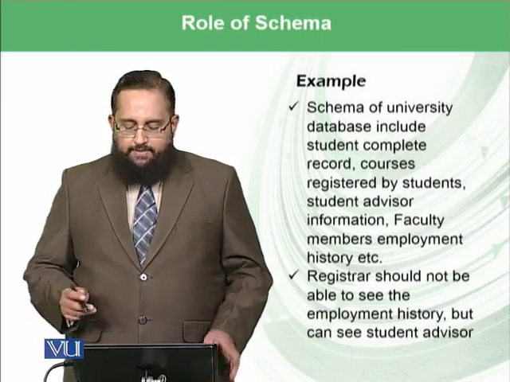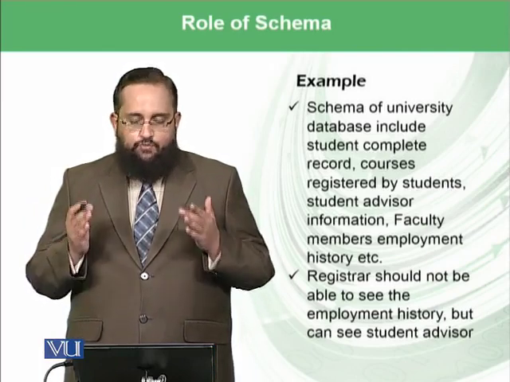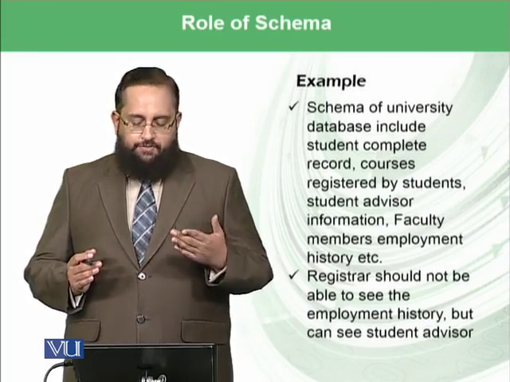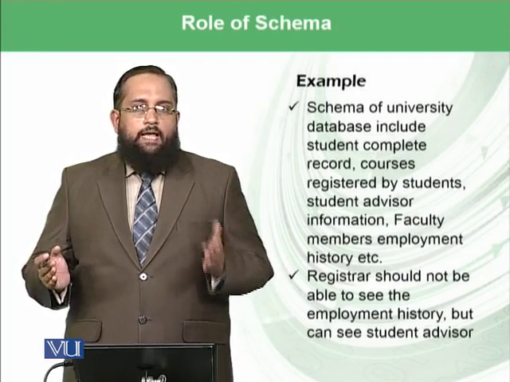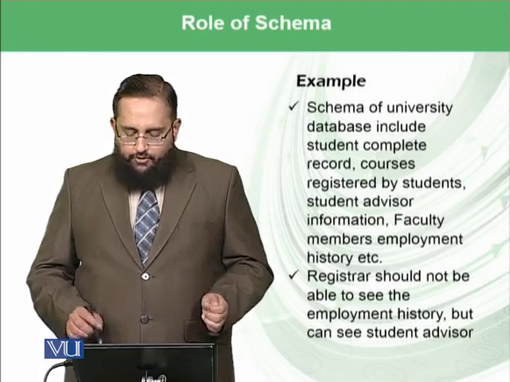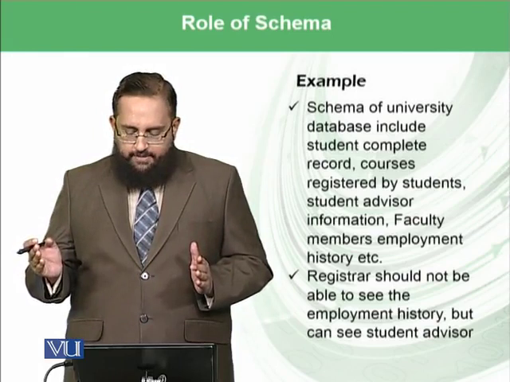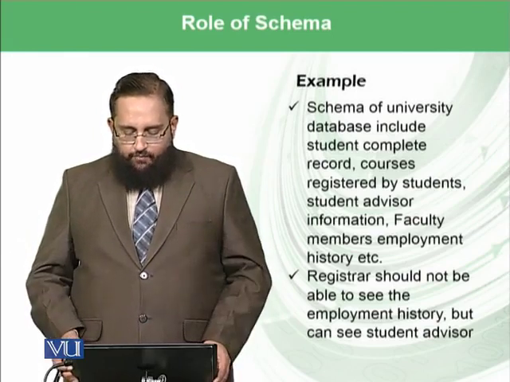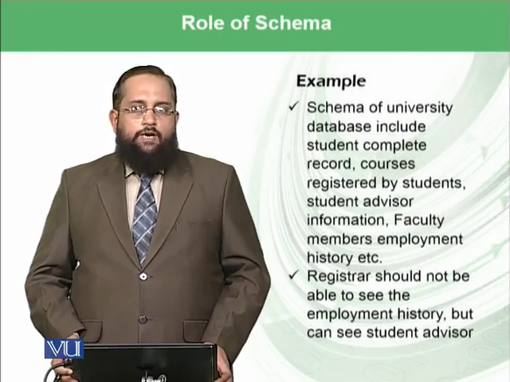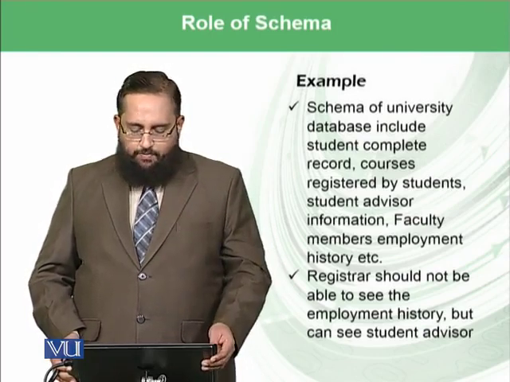The schema of a university database includes complete student information, courses registered by the students, student advisor information, faculty member enrollment history, etc. All of such information is available in the university website. However, the registrar should not be able to see the employment history of the faculty members, but can see which students are allotted and which student is advised by which advisor or supervisor.